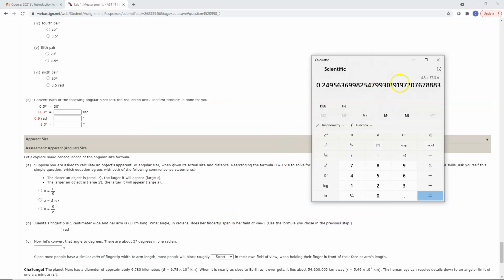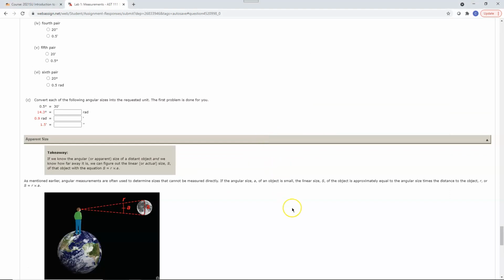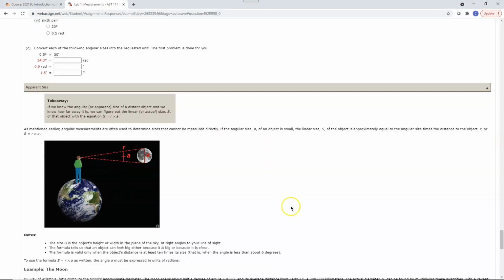All right, now, apparent size. We're going to be using a formula here that takes the apparent size of an object and figures about how far away it is, or the actual size of it. If you know the angular or apparent size of a distant object, and we know how far away it is, we can figure out the linear or actual size, S, which gives you the equation S equals R times A.